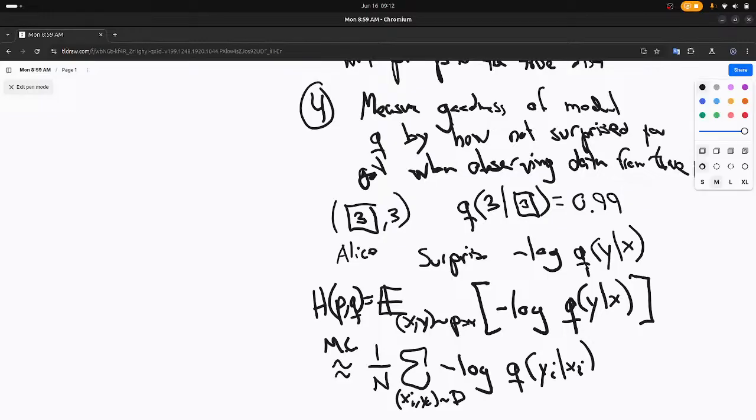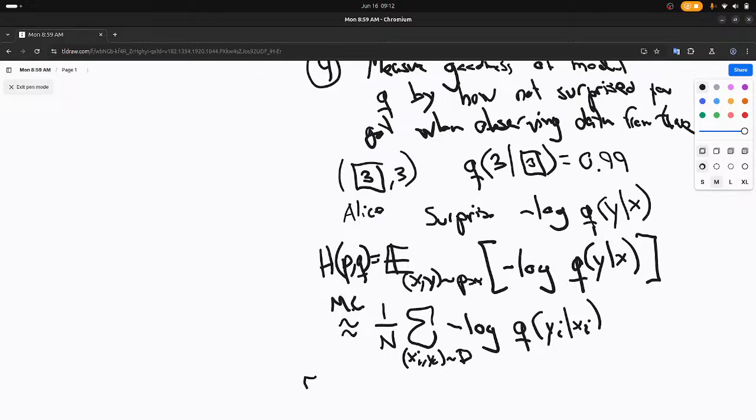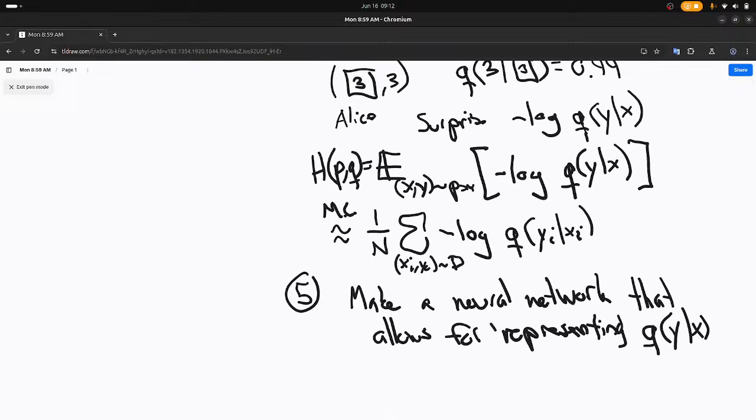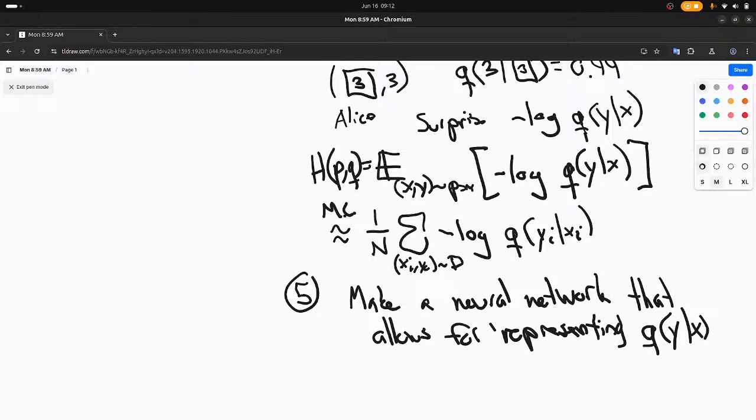So then the fifth step is make a neural network that allows for representing Q(Y given X). That means given a specific image, I want to be able to output 10 numbers that are positive and sum to 1 for the probability.